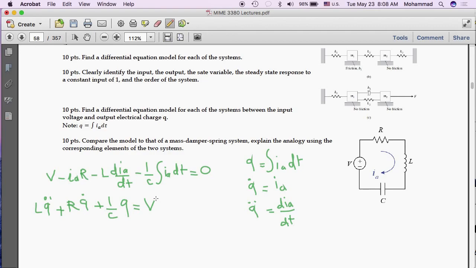It should be immediately clear that one of the benefits of this change of variable is that it is now very similar to M x double dot plus B x dot plus K x equals an externally applied force. So you can see the effect of V is like the effect of force on a mechanical system. It causes everything to start moving. It causes the charge to start accumulating or flowing through.